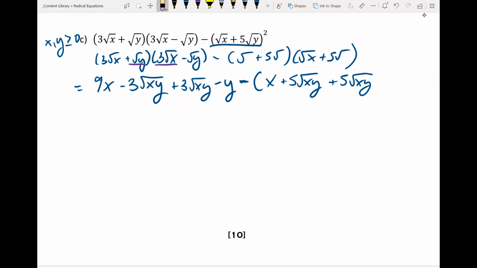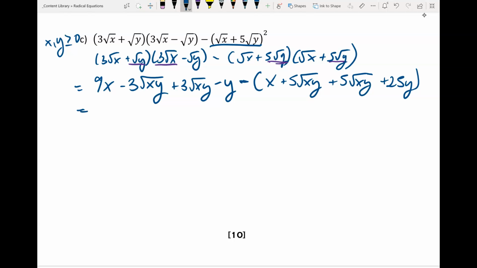Then lastly, we have 5 root y multiplied by 5 root y, which is 25y. That's because we have 5 times 5, so that's from our coefficients, and then root y times root y is y, or in other words, the square root of y squared.